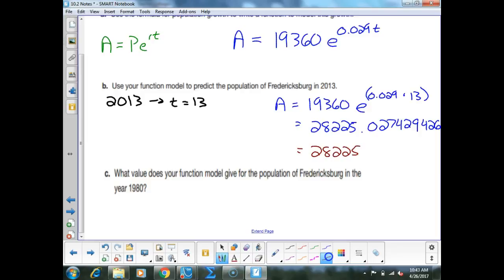28,225 people. Can't have part of a person. Jacob, I'd go either way. I'd go 2-6 there too if you want. You know what I mean? That's how I was. If you round it up because you got a part of one, that's fine.